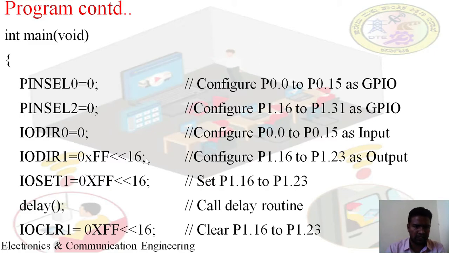So this value will configure port 1 pin number 16 to port 1 pin number 23 as output, and we will set port 1 with the instruction IOSET1 0xFF left shifting by 16. We will set port 1 pin number 16 to 23. We will call a delay, and again we will clear with the help of the instruction IOCLR1 0xFF left shifting by 16, clearing port 1 pin 16 to 23.